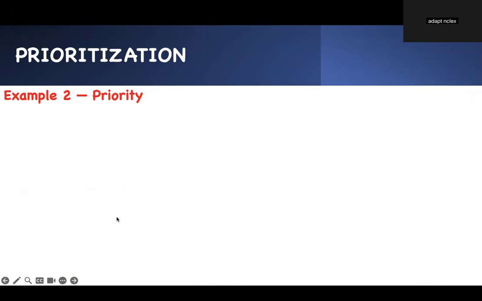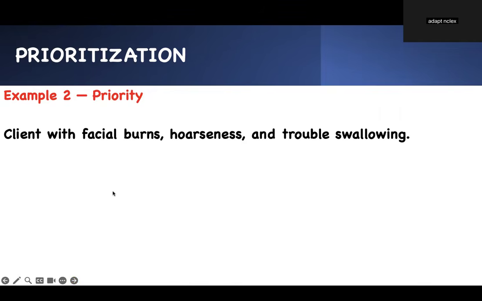The next one is the priority. This is the single patient where they will give you their problem and you say, what do you prioritize in this patient? You have a patient, his face is burned. They have hoarseness and they have trouble swallowing. What do you do? You want to treat the wound on the face? Do you want to give them something to drink? This is airway all over it. Facial burn, hoarseness, and trouble swallowing is pattern recognition. That's airway. This patient's airway needs to be protected. And that's what you should focus on.